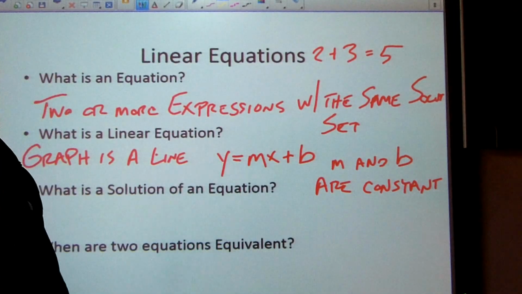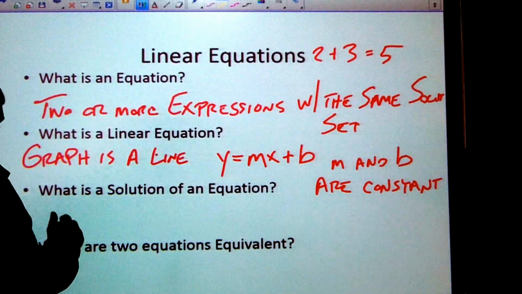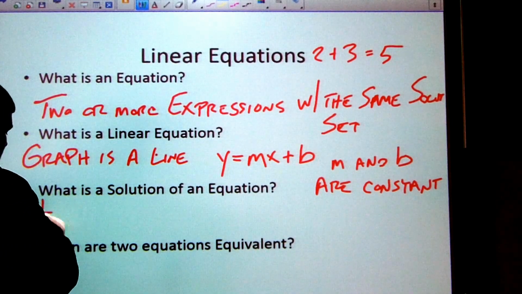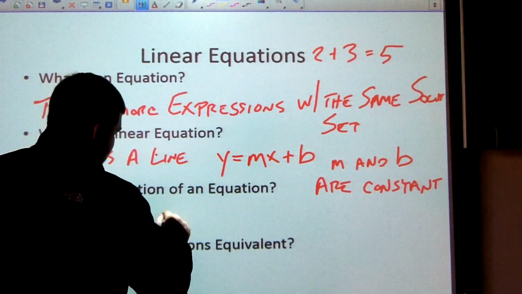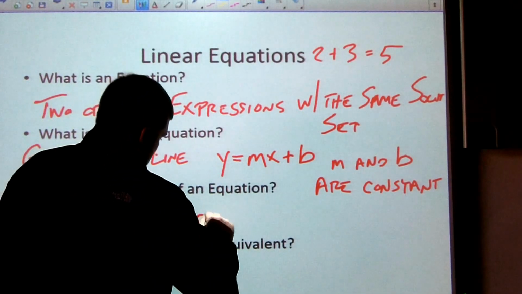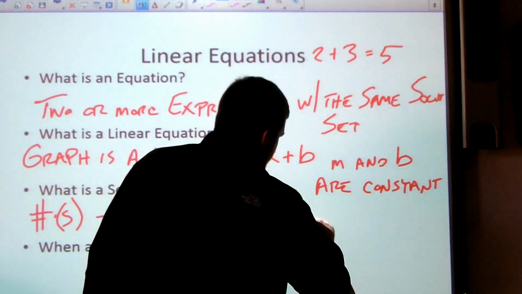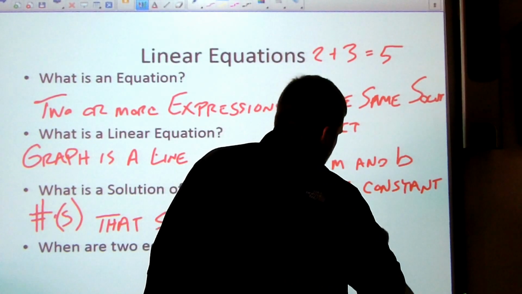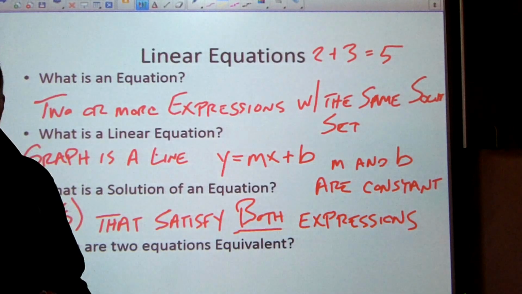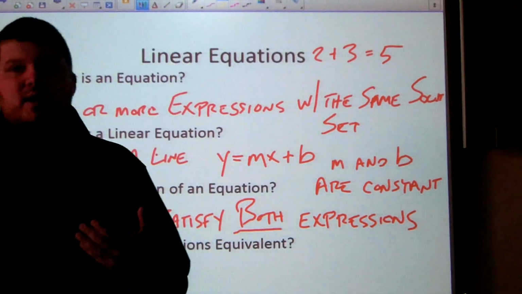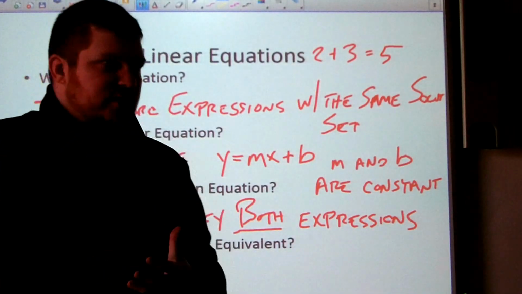So what's the solution of an equation? Well, a solution of an equation is something that satisfies both expressions, okay? So a number or numbers that satisfy both expressions. Sometimes I'm going to call this making a true statement on both sides. So for instance, up here we have a true statement. 2 plus 3 is 5. That's true. We know that for a fact.